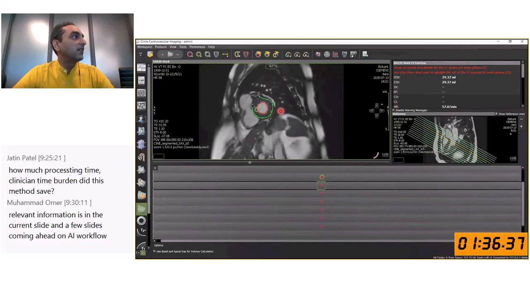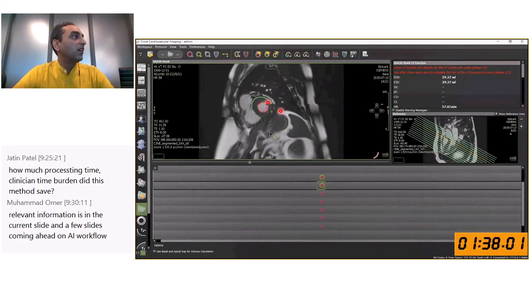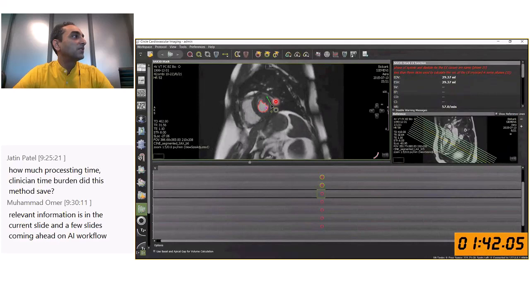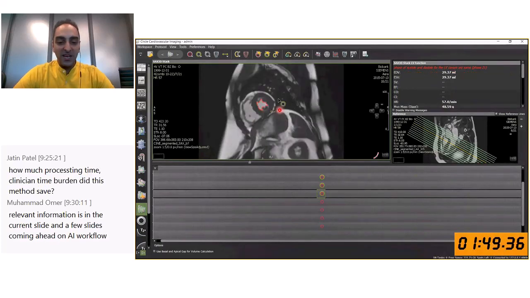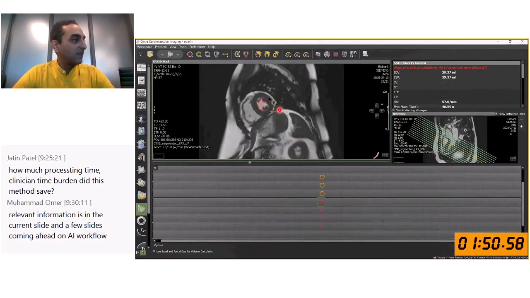And they're using a different semi-automatic contouring technique that uses splines to contour this. And you can see that this takes quite a lot of time. So I'm just going to fast forward a bit in this video.